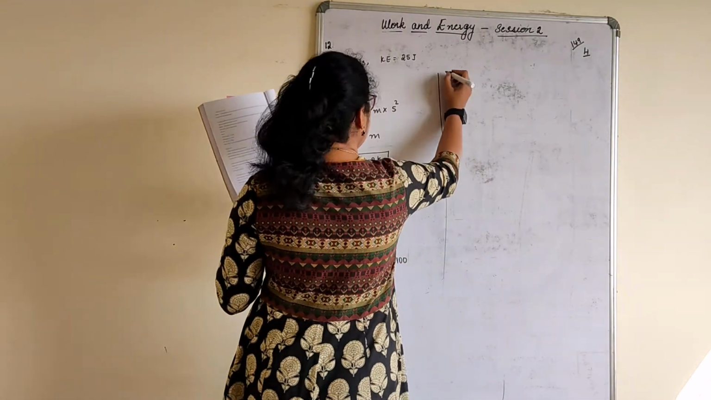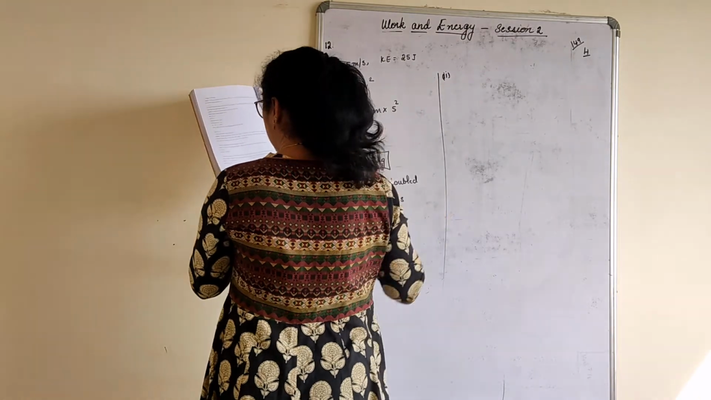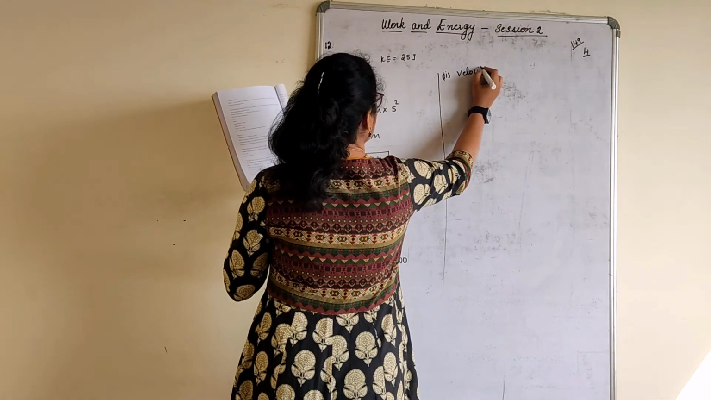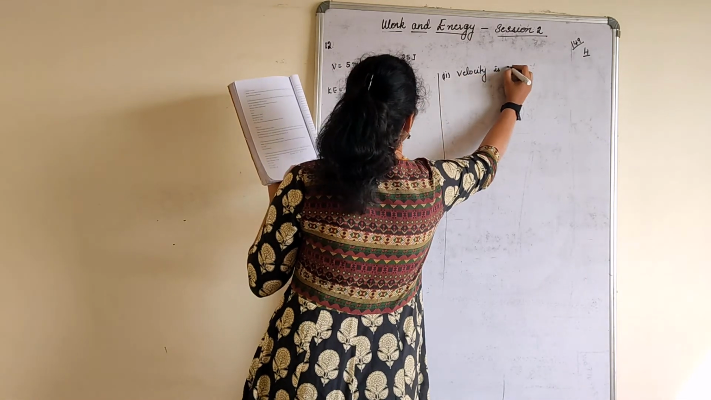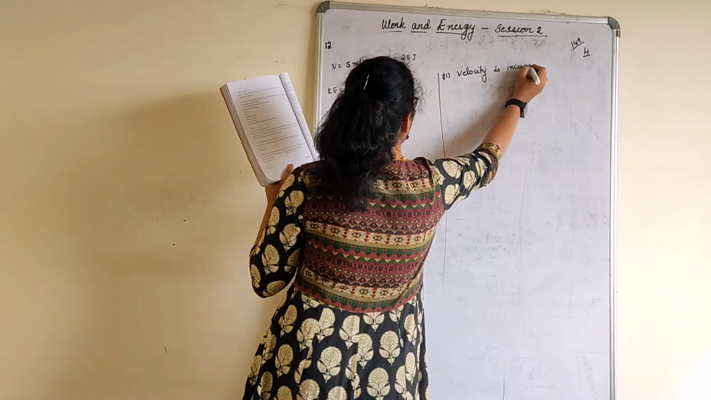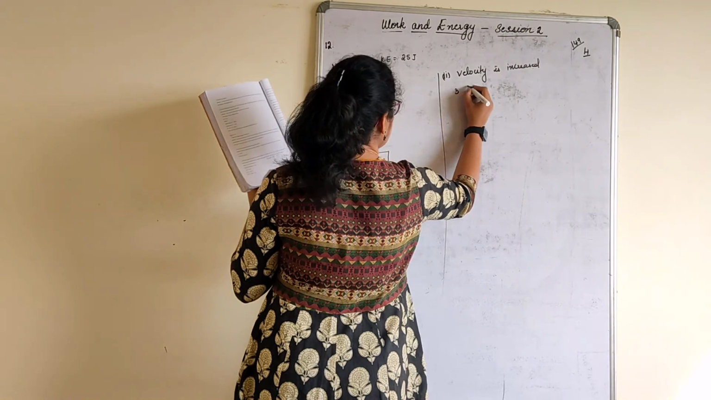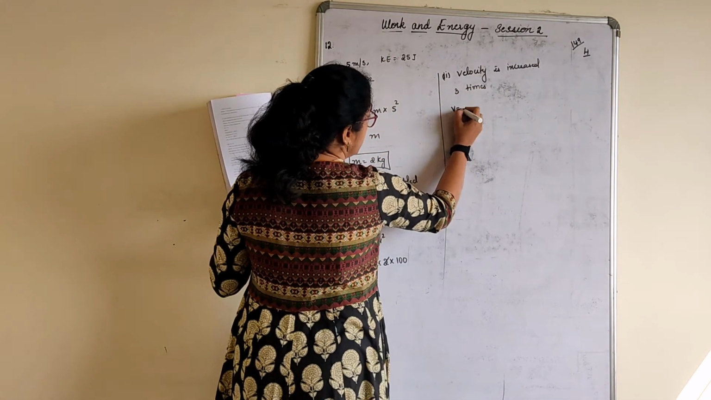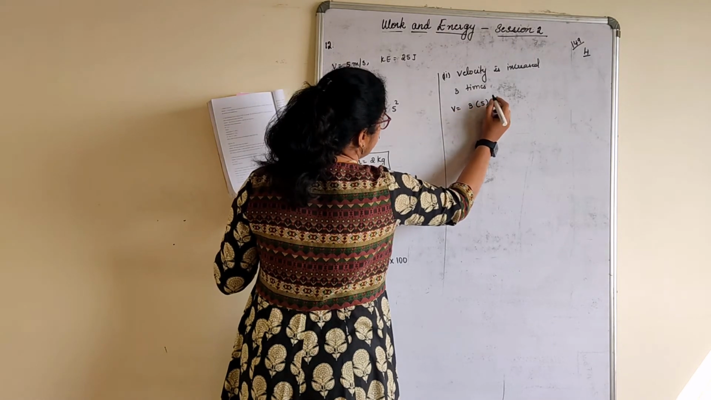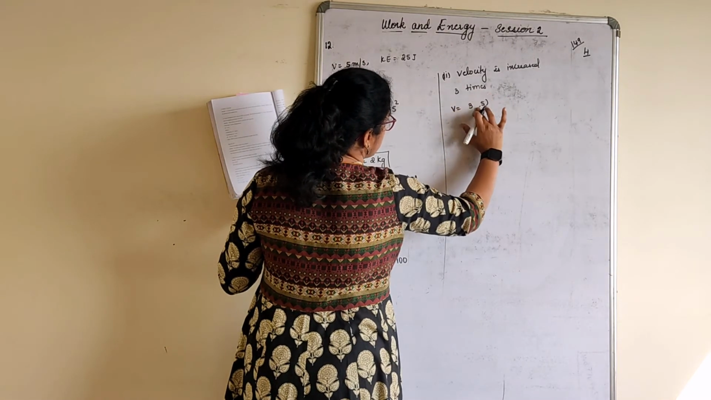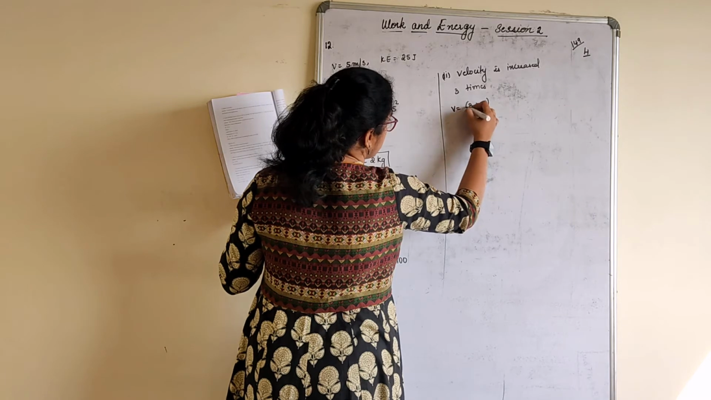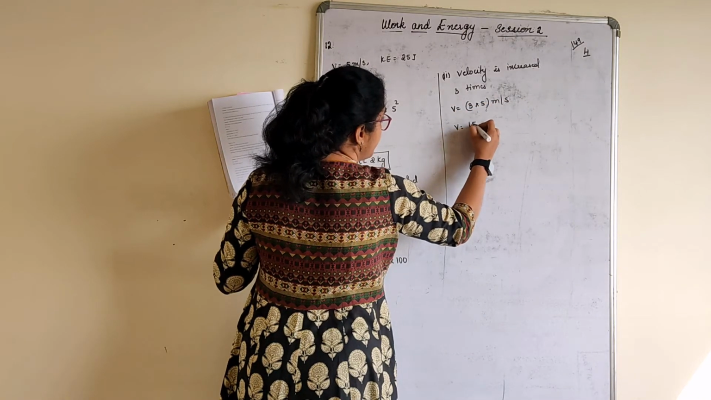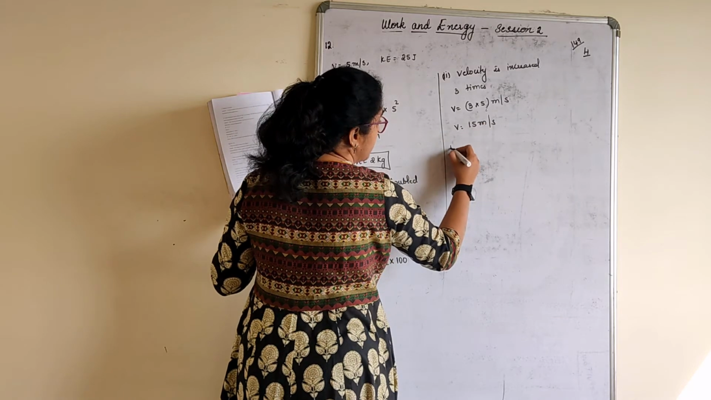Second part, what they have given? Velocity is increased 3 times. So V is equal to 3 into 5 meters per second. So velocity is 15 meters per second.